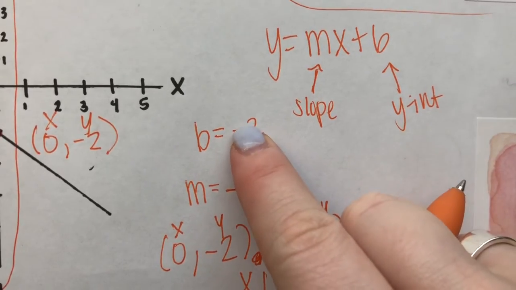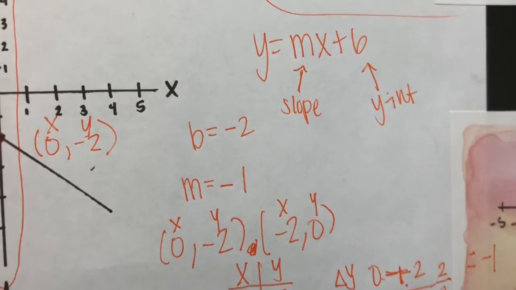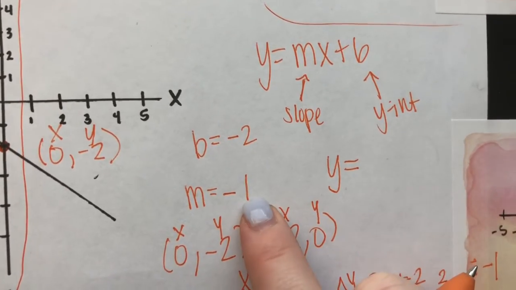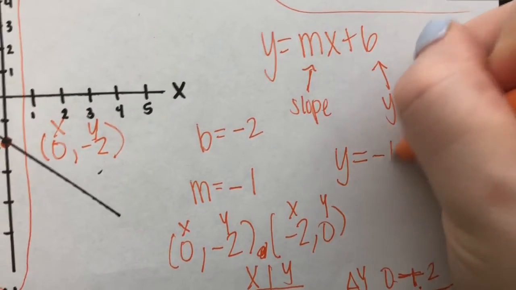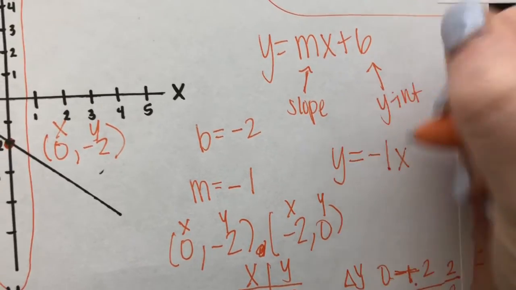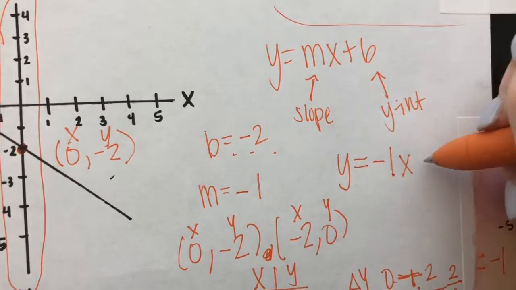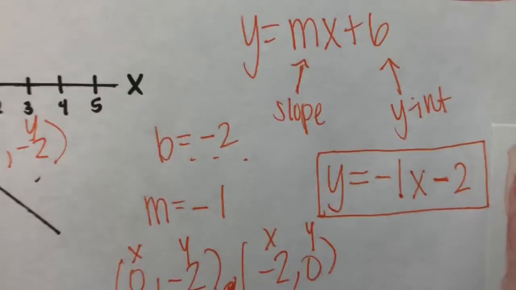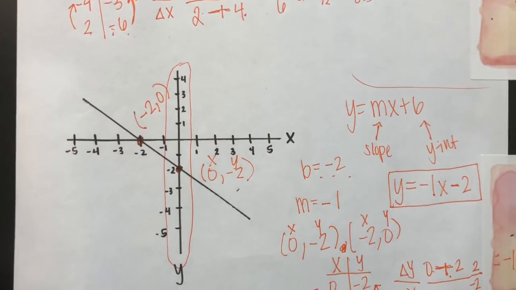Once I have my b and my m, I could plug this back into this original equation. So we have y equals, what's my m value? -1, so we're going to say -1x, and then my b value is -2, so we're going to say -2. So this is the name or the equation for this line.